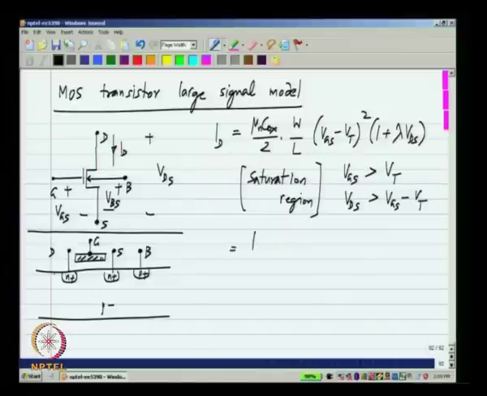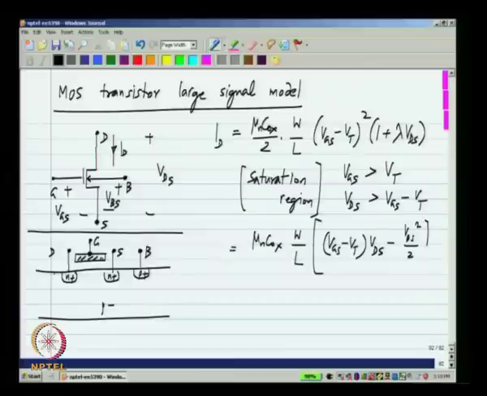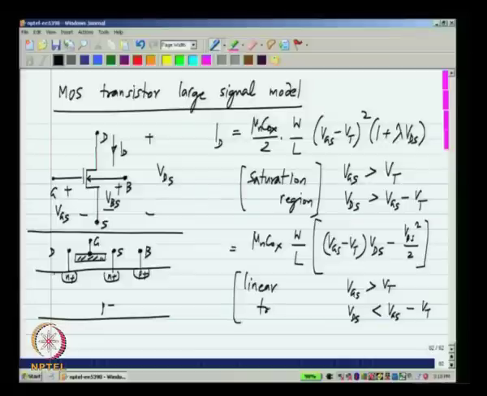The current equals mu_n C_ox W by L times (VGS minus VT) times VDS minus VDS squared by 2. This is the case when VGS is more than VT and VDS is less than VGS minus VT. This is known as the linear or the triode region, and also the current will be 0 when VGS is less than VT.